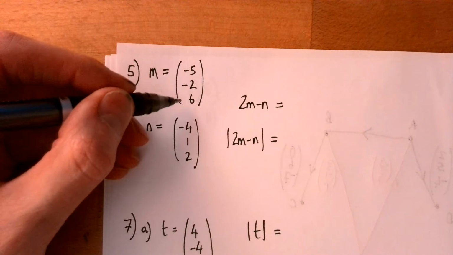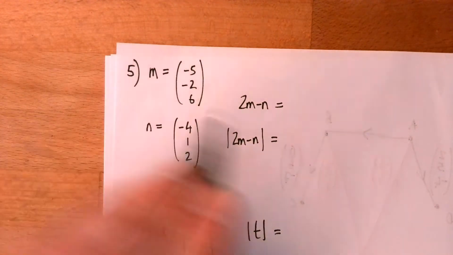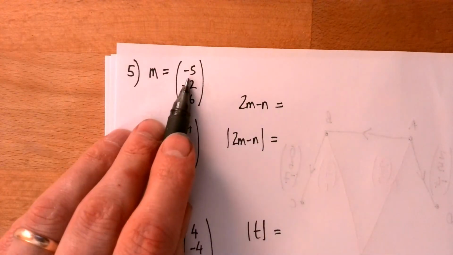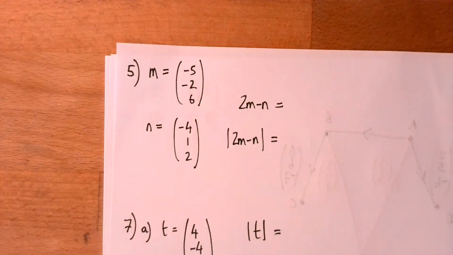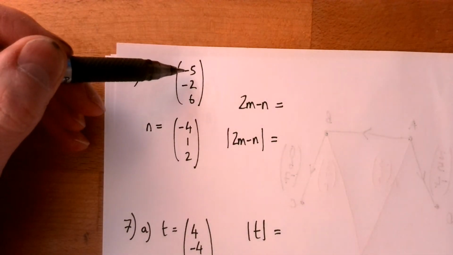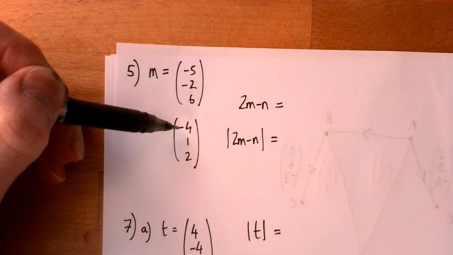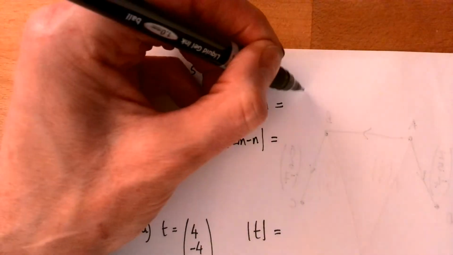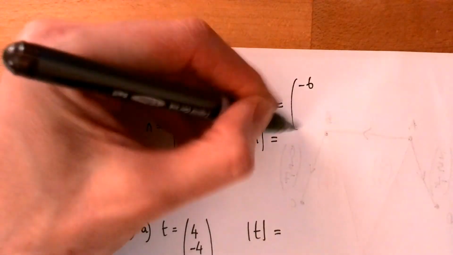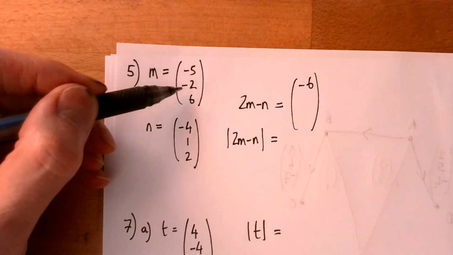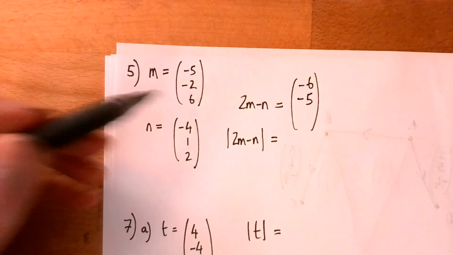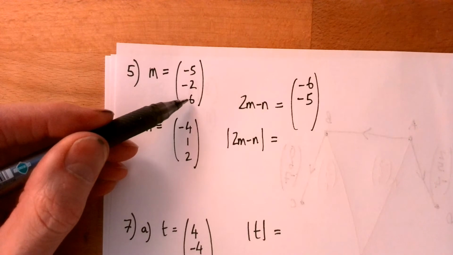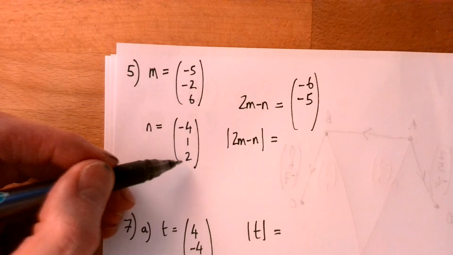So we've got m is minus 5, minus 2, 6, n is minus 4, 1, 2. So 2m minus n just means two lots of that minus one lot of that. And it is just as simple as doing the sums. You could try and draw it, but you don't need to. So two lots of minus 5 is minus 10, minus 4, so that's minus 6. Two lots of minus 2 is minus 4, minus 1, and 6, two lots of that is 12, minus 2.